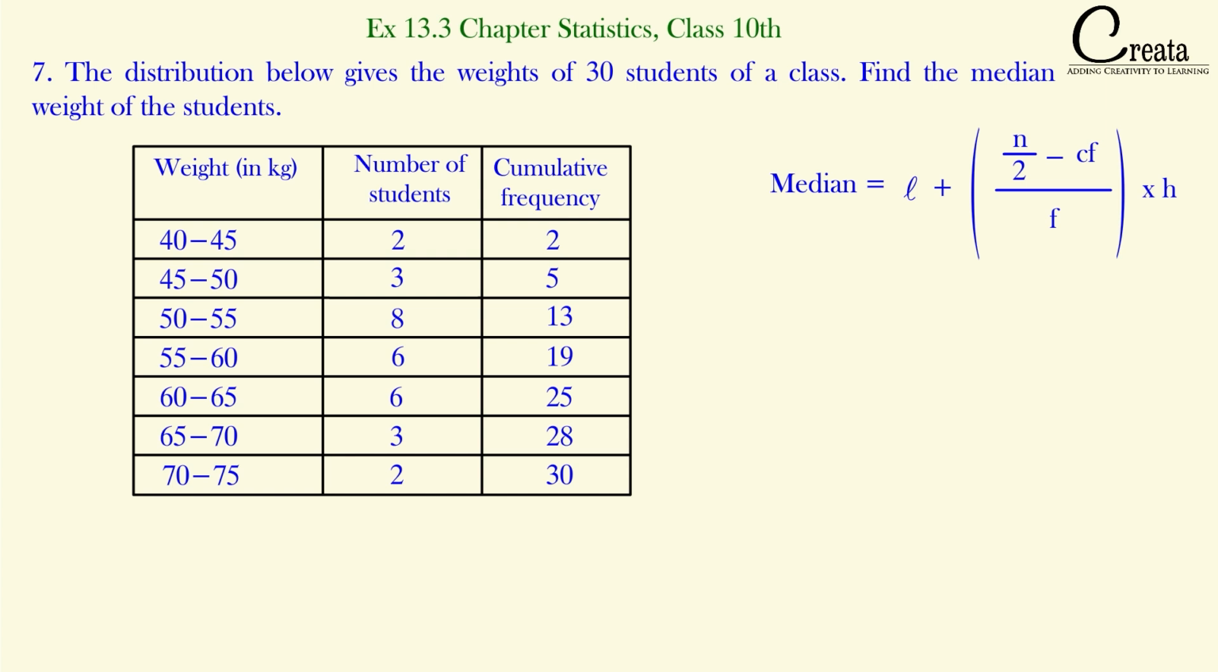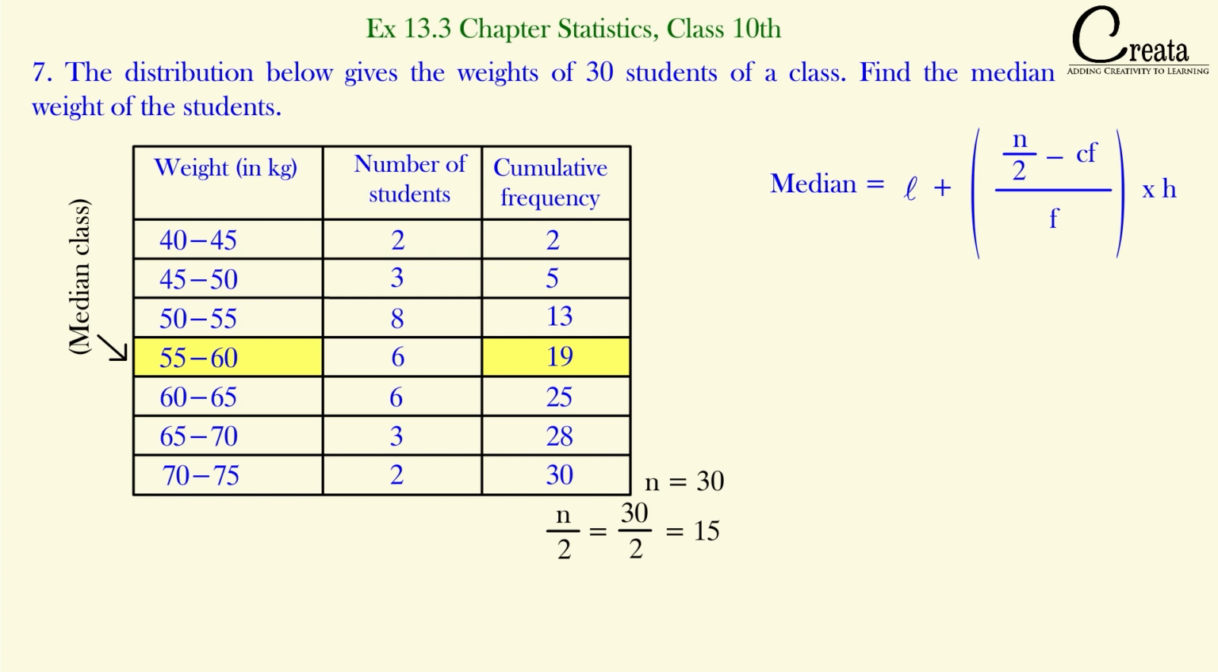Our first step in calculating the median is calculating n by 2. And what is n? N is 30. So n by 2, it is 30 upon 2, which is 15. So we have to locate in which row our 15th observation will come. It will come in the 4th row. So this row or this class interval will be called the median class. The range 55 to 60, it is the median class range.